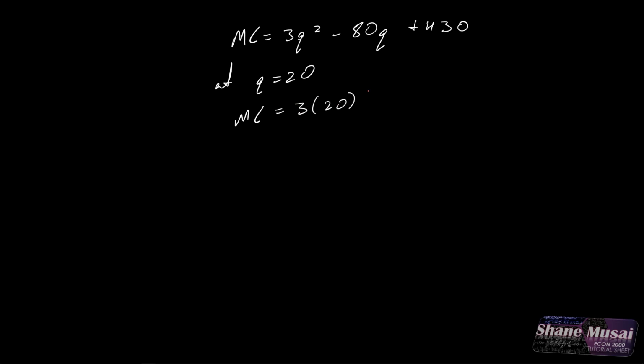So let's see. The marginal cost curve is given by 3q squared minus 80q plus 430. At q equal to 20, the marginal cost is equal to 3 times 20 squared minus 80 times 20 plus 430. And if you calculate this, you should get a value of $30. So therefore, the marginal cost is equal to $30, which is equal to the average cost at when q is equal to 20.